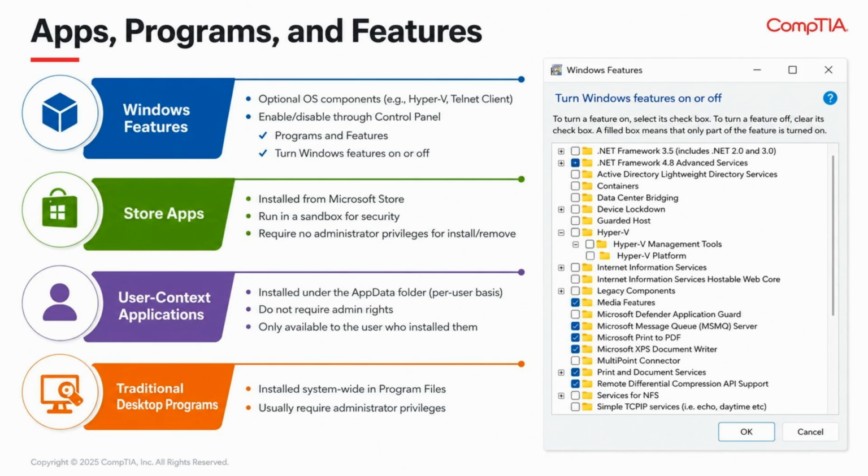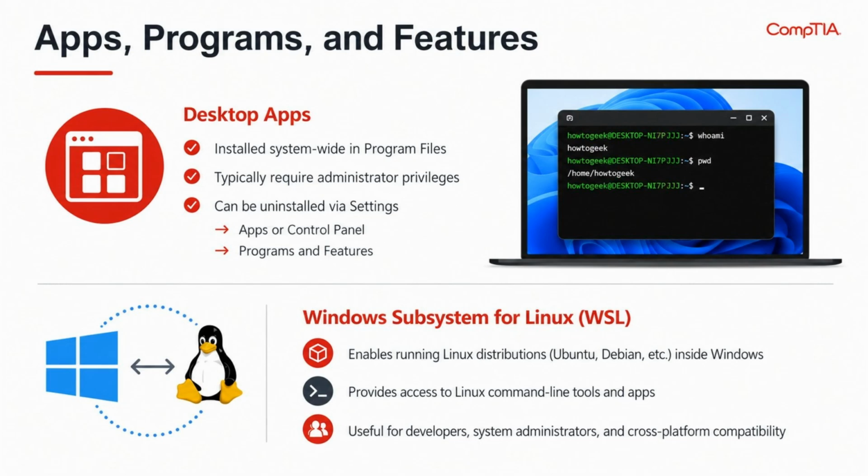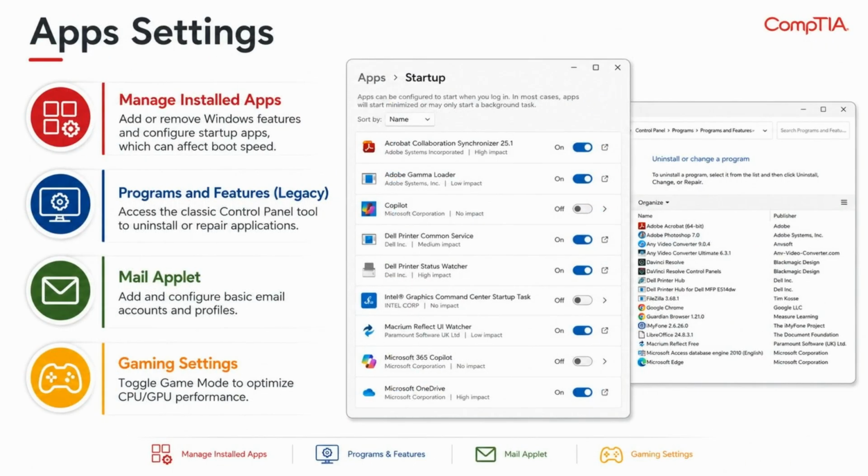run securely in a sandbox. We also distinguish between user context applications, which install per user without admin rights, and traditional desktop programs that install system-wide and typically require administrative privileges. For developers and system administrators, the Windows Subsystem for Linux, or WSL, enables running Linux distributions directly inside Windows, providing access to command line tools for cross-platform compatibility.